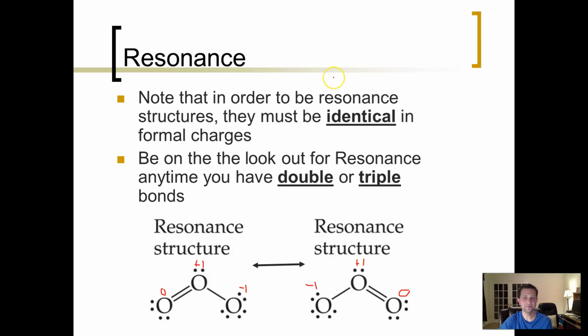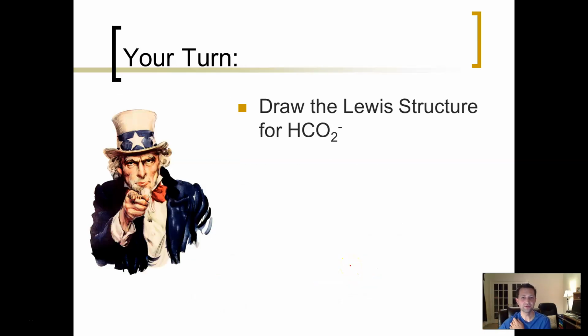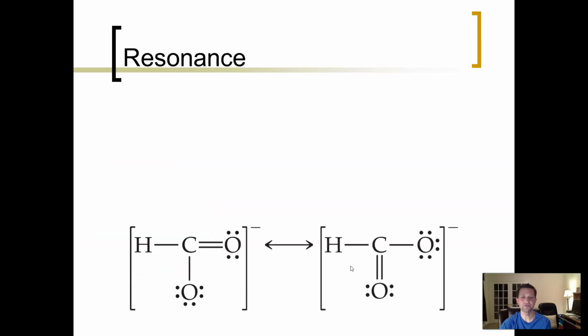Be on the lookout for resonance if you're finding a double or a triple bond, okay? And it's usually where you have your central atom and then the branching atoms are the same. Like here, you could think of your oxygen as your central atom, and you're branching off oxygen, oxygen, okay? It's not going to work too well or very easily if you have different atoms branching off of that central atom, okay? So take a second, draw the Lewis structure for HCO2 negative, and let's see if we could figure out if it has any resonance structures or not.